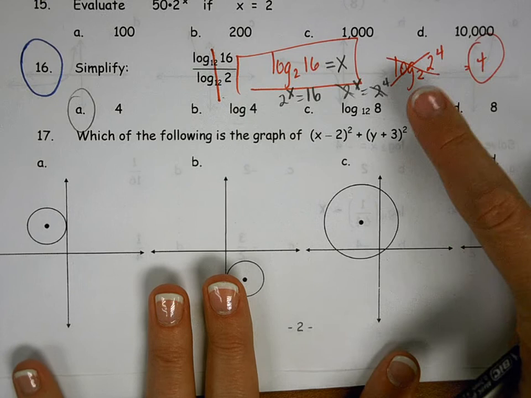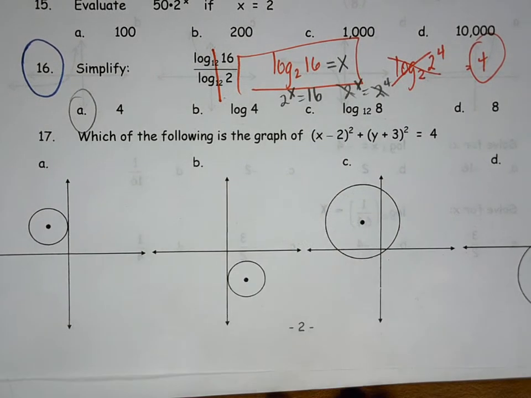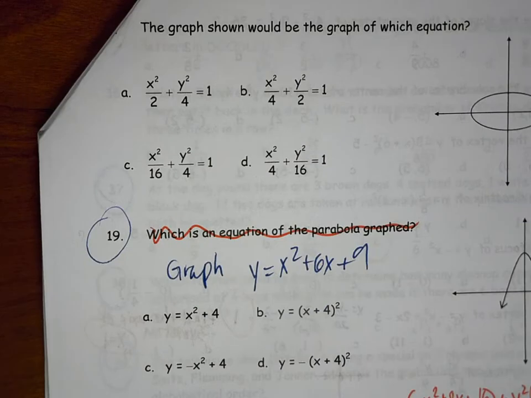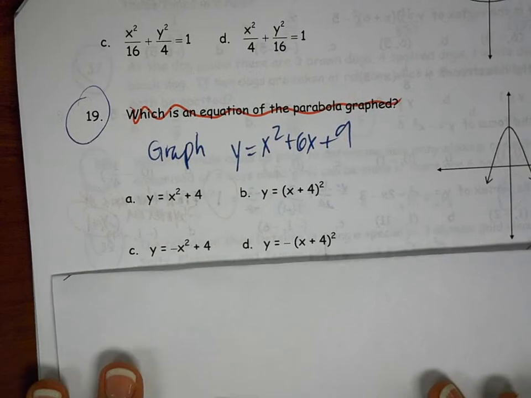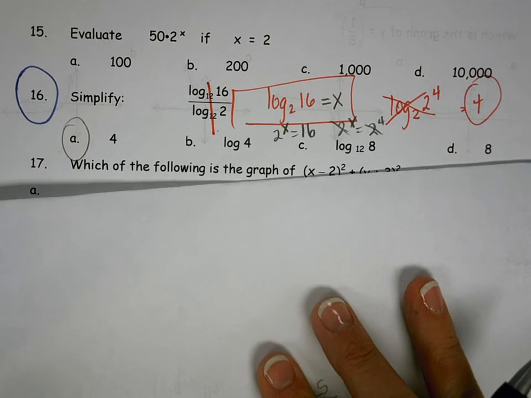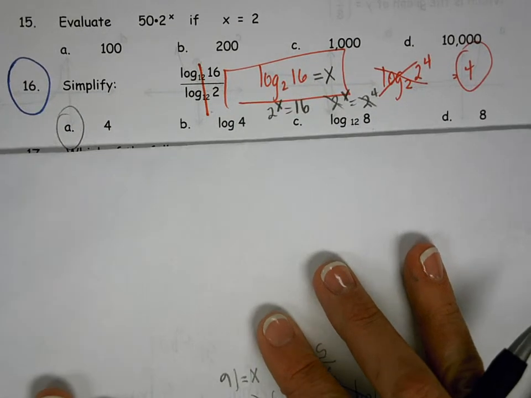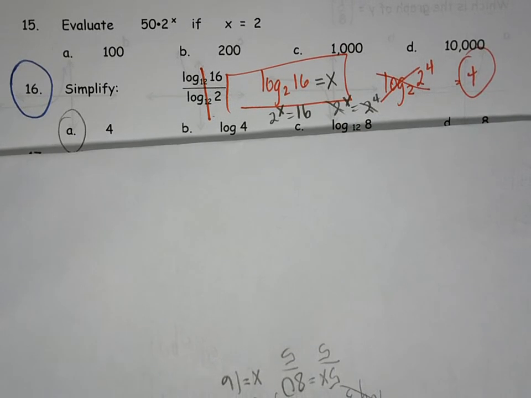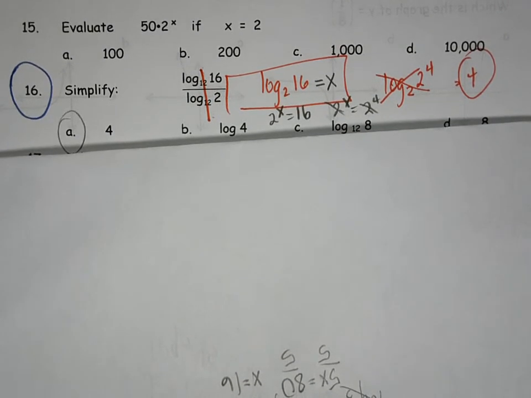This is just another way of solving it where you change it to the same base. Questions on 16? Moving on. Answer was D, right? The answer was A. Oh. Do you need to look at that again real quick? Are we okay with that? Yeah. I'm sorry. All right.